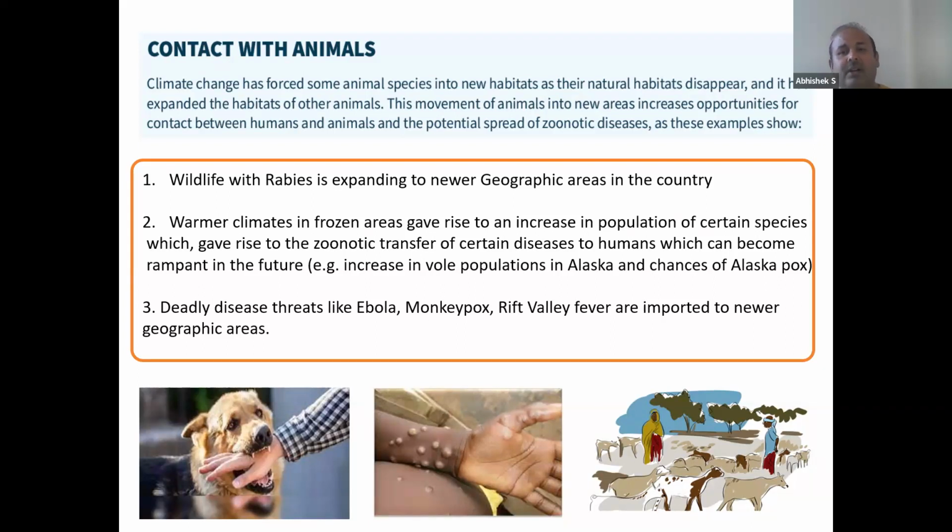There is also Rift Valley fever and other diseases which are finding their way into newer geographical areas, which was never the case previously.